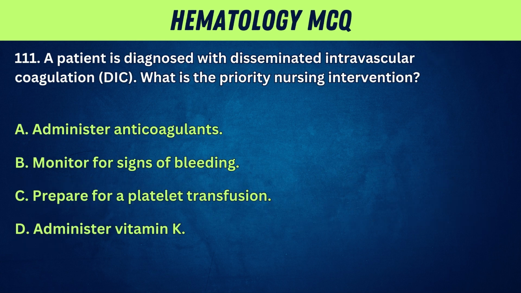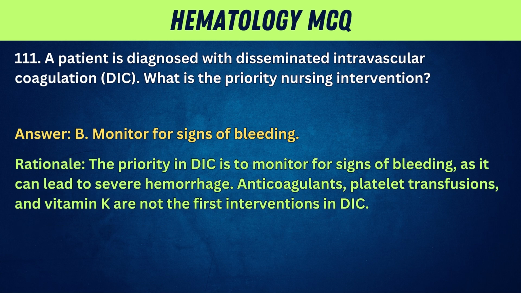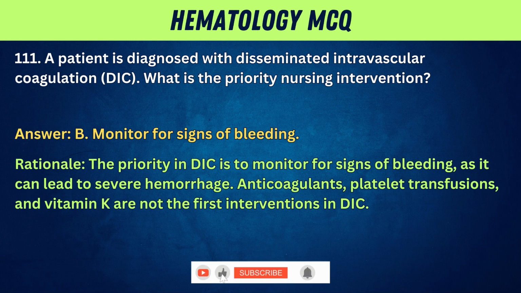111. A patient is diagnosed with disseminated intravascular coagulation, DIC. What is the priority nursing intervention? A. Administer anticoagulants. B. Monitor for signs of bleeding. C. Prepare for a platelet transfusion. D. Administer vitamin K. Answer: B. Monitor for signs of bleeding. Rationale: the priority in DIC is to monitor for signs of bleeding, as it can lead to severe hemorrhage. Anticoagulants, platelet transfusions, and vitamin K are not the first interventions in DIC.